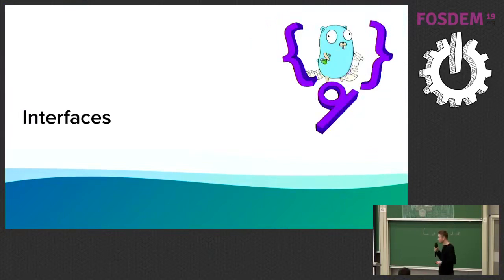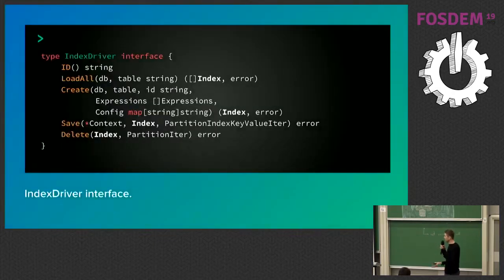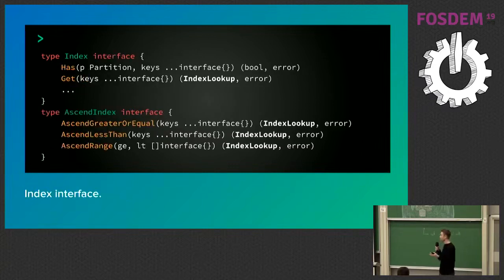So how was it done? I mentioned that we have Pilosa and Pilosa Lib drivers, but it's also possible to implement your own index driver, because everything we did is through interfaces. First of all, you have an index driver interface, which has basic functions that let you create, load, save, and delete an index. This returns the index interface, which has two main functions, has and get, which can answer your question, do I have this value? And if I have the value, you can get the value.